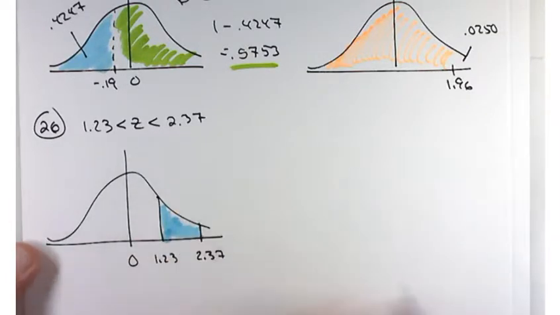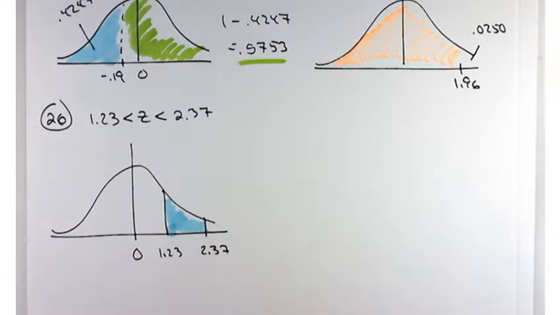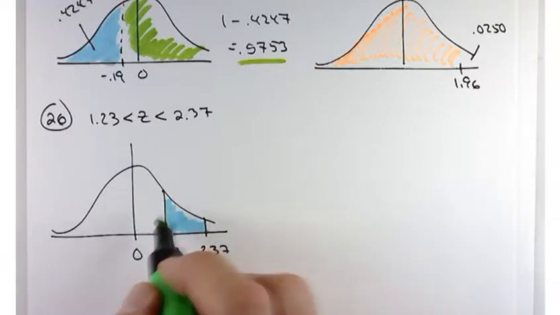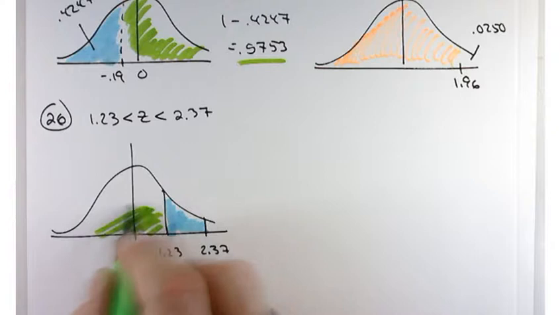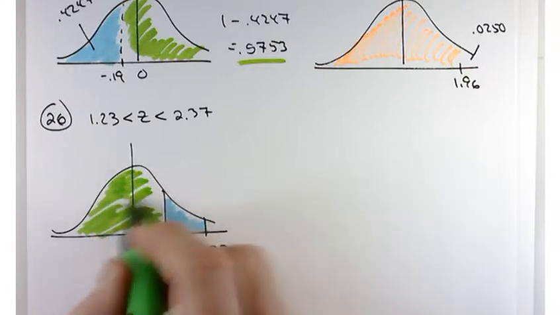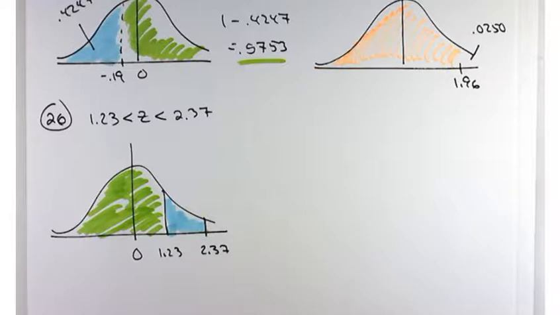But that's not exactly how my table works. My table doesn't give me the area between things, it gives me the area to the left of things. So how am I going to find just that little piece? So what we'll do is first find the area to the left of 2.37, and then subtract off this piece, the area to the left of 1.23. So you're going to have to look up two things, write them down, and then subtract them.